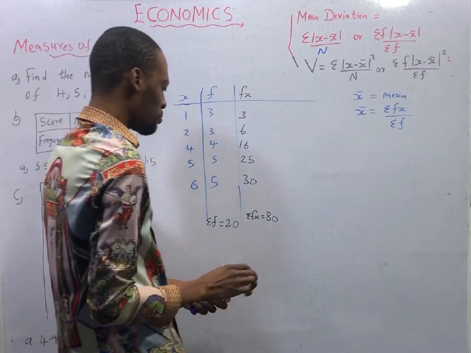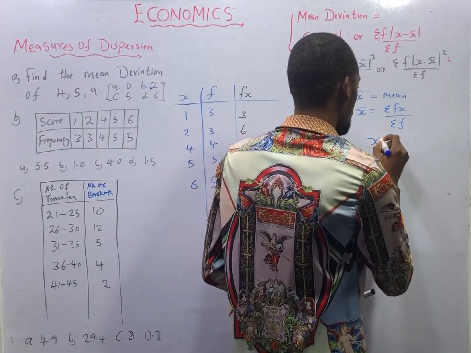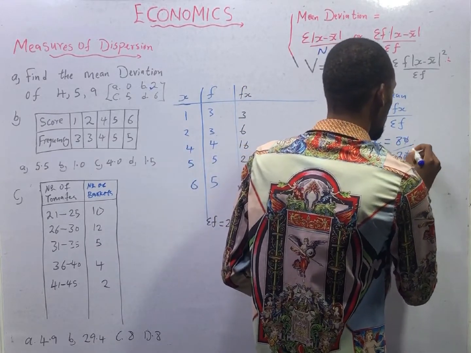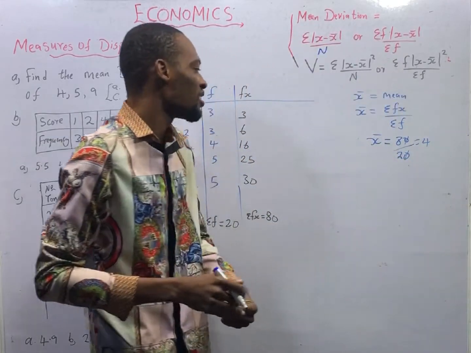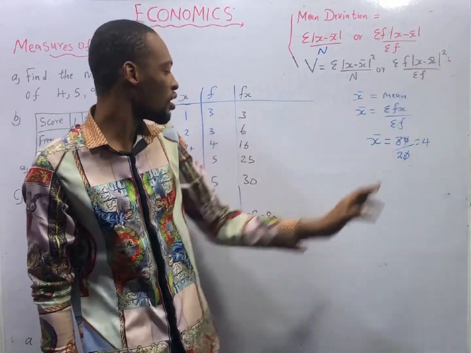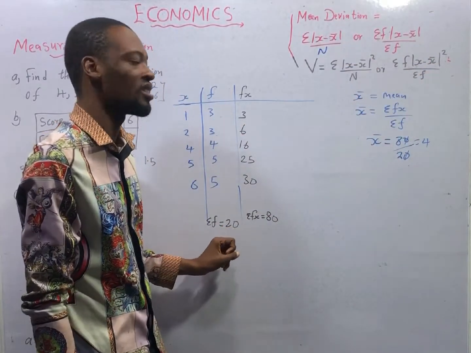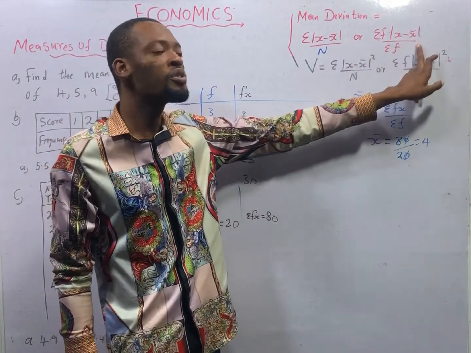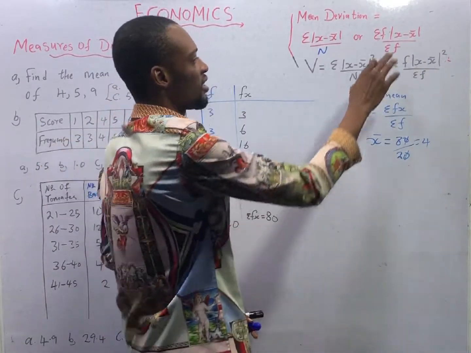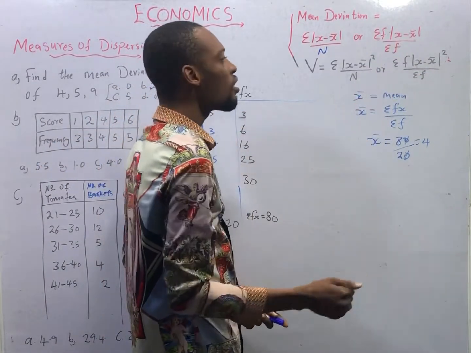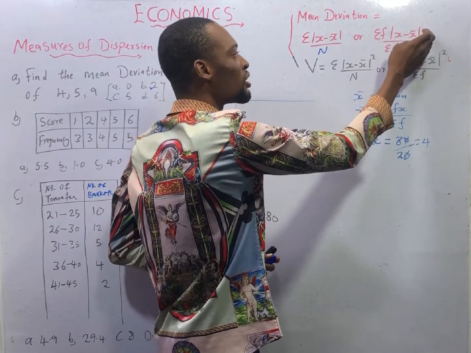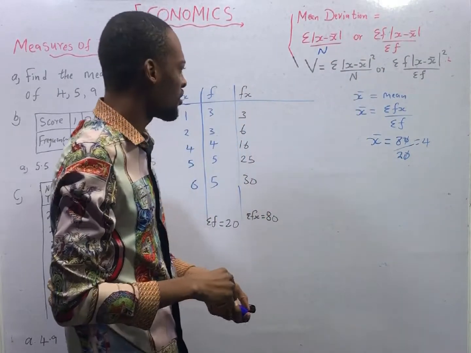Now food is ready. Mean S bar is therefore 80 over 20, and that equals 4. So the mean of this data is 4. Instead of n, we use summation of F, which we've already done because we now have frequency. This formula we won't use, we'll use this one because we have a frequency table with F. This requires us to find S minus S bar like we already used to, then multiply it by F. Easy, not new to us.